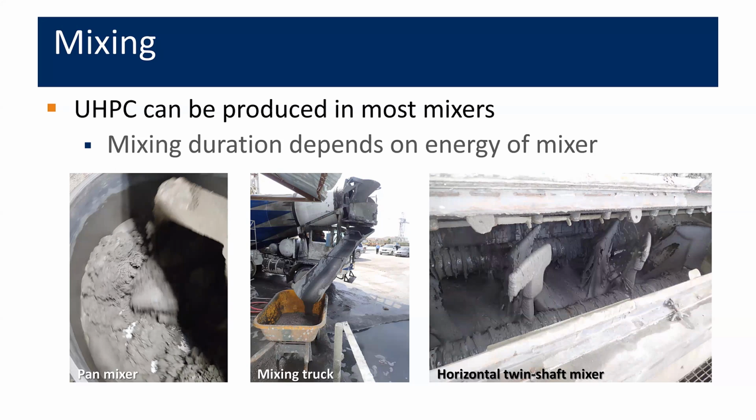So what I showed you was production happening actually in the horizontal twin shaft mixer there on the right. But UHPC can actually be produced in most mixers. The difference is just how much time it takes to get that material to turn and reach that fluid state. So it can be produced in a pan mixer, and then even in some cases, it's been produced in a regular, excuse me, mixing truck.